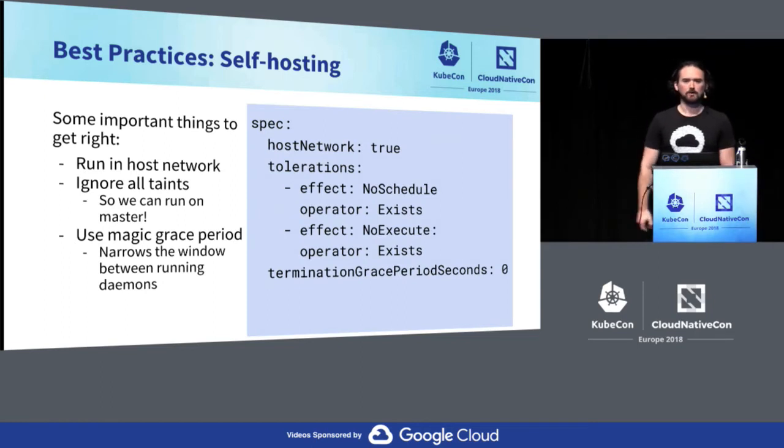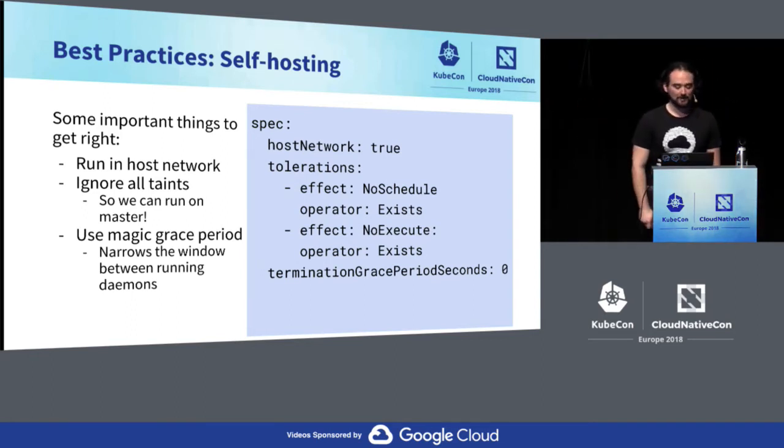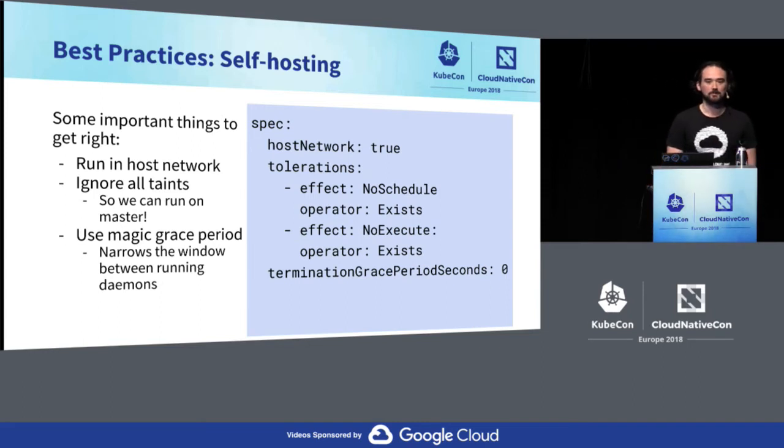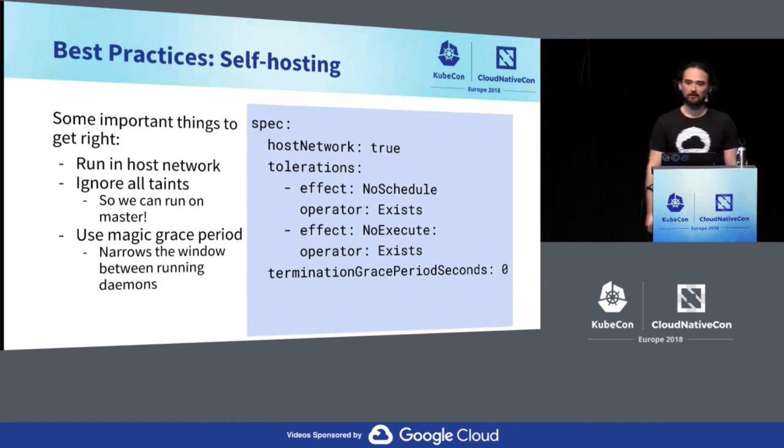Some important things to get right when you're writing these manifests, especially for the daemon. This might seem obvious, but it should be said. You need to run the daemon in the host network. You also need to make sure that your daemon ignores all taints, because master should be able to reach pods. Master, in fact, has to be able to reach pods. So you definitely need to run your routing daemon on master.